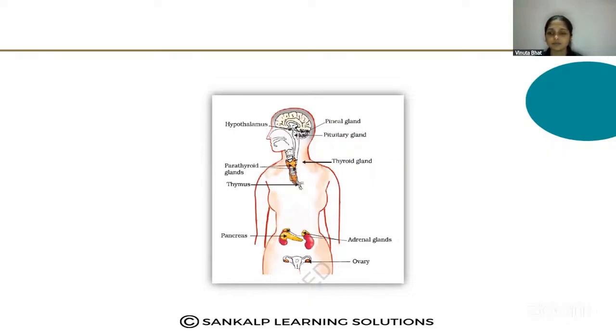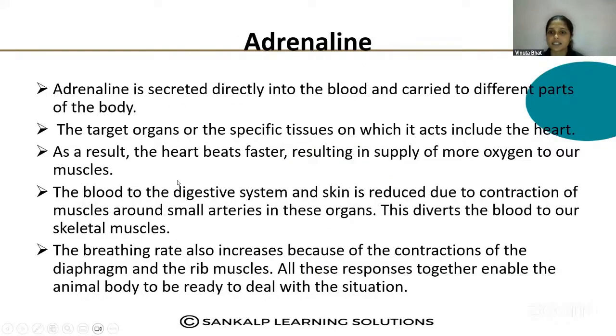And here let us start with adrenaline. Adrenaline is secreted directly into the blood and carried to the different parts of the body. Then the target organs or the specific tissues on which it acts include the heart. Mainly, the target organ is the heart.